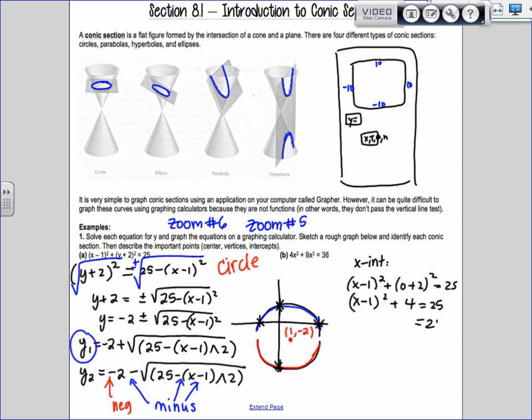I'd subtract the 4 over, so I get 21. So I have (x minus 1) squared equals 21. I would take the square root, plus or minus, so I'd have x minus 1 equals plus or minus the square root of 21. And I'd add the 1 over. So I get x equals 1 plus or minus the square root of 21. Those are the x-intercepts: one is 1 plus the square root of 21, one is 1 minus the square root of 21. If you wanted an exact answer, that's how you would have to do it.